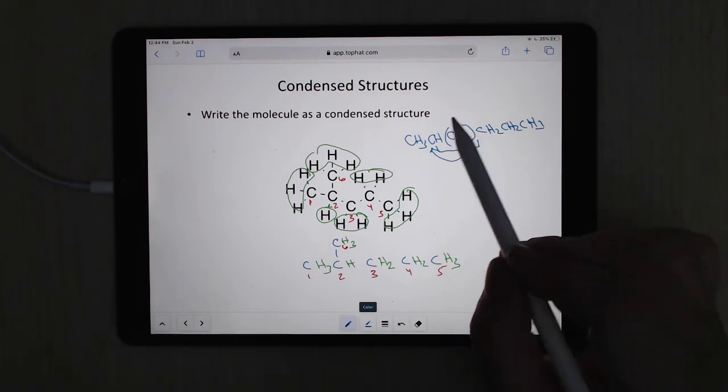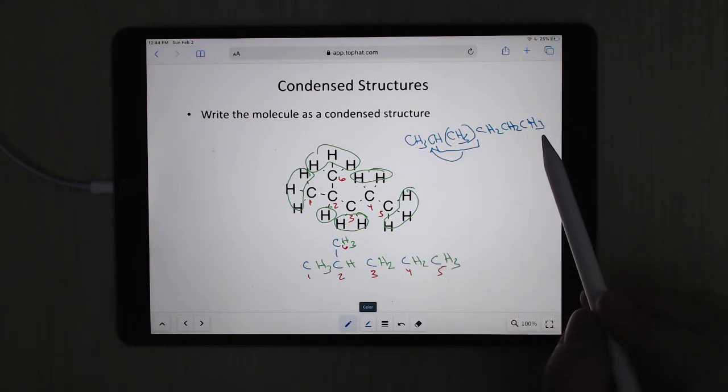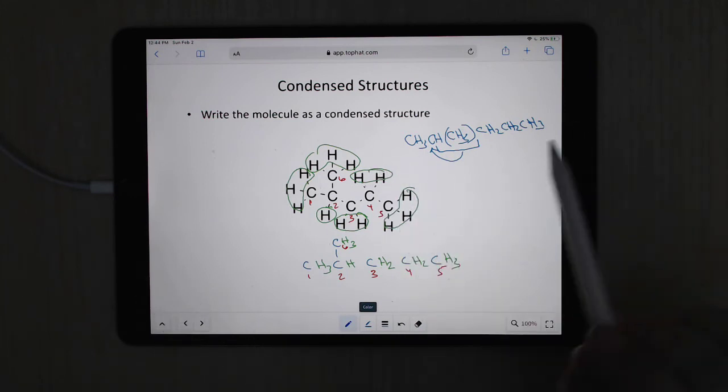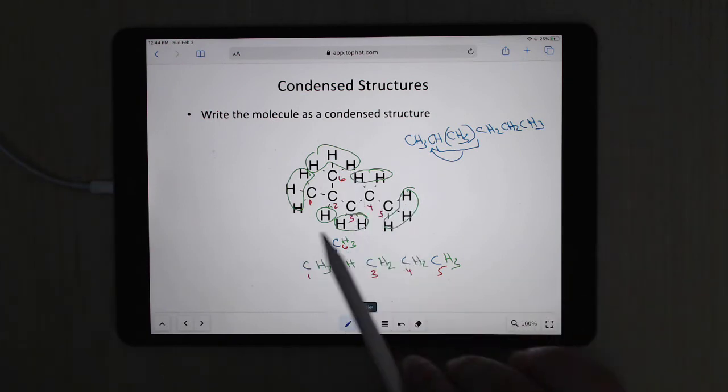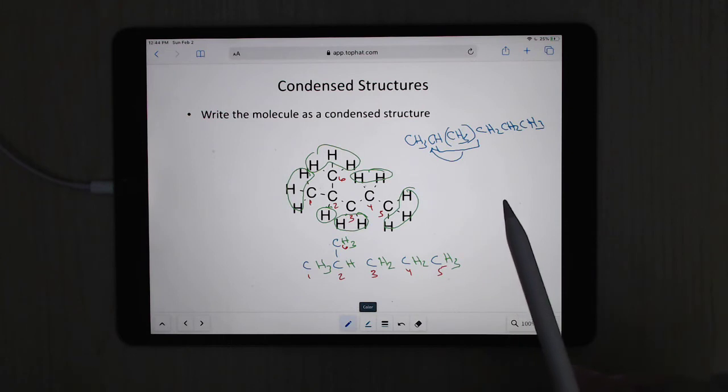Okay? And so that's what the parentheses means. And so if you want to draw something out quickly, this is usually a good way to go, particularly if you have a long chain, a long line of carbon atoms. This is an easy way of doing it as opposed to drawing it as a Lewis structure where you have to draw on each individual bond.